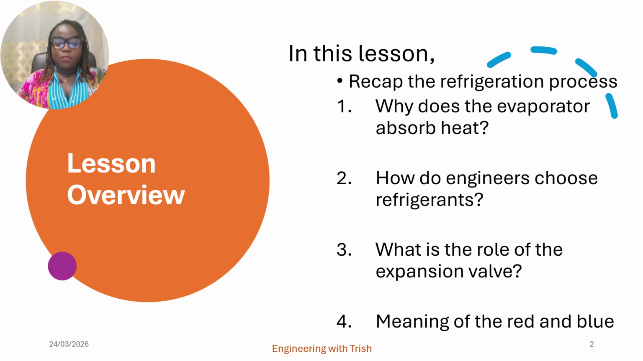The first question is from Ebenezer, and he said, Madam, how can the refrigerator remove heat? The second question is from Zadok, and he asked, how do engineers choose the refrigerants when considering both efficiency and environmental impact? And then the last two are from Frederick. The first one is, what do the blue and red colors symbolize in the diagram? And the second is, what is the purpose of the expansion valve? So that is why we are having today's presentation.